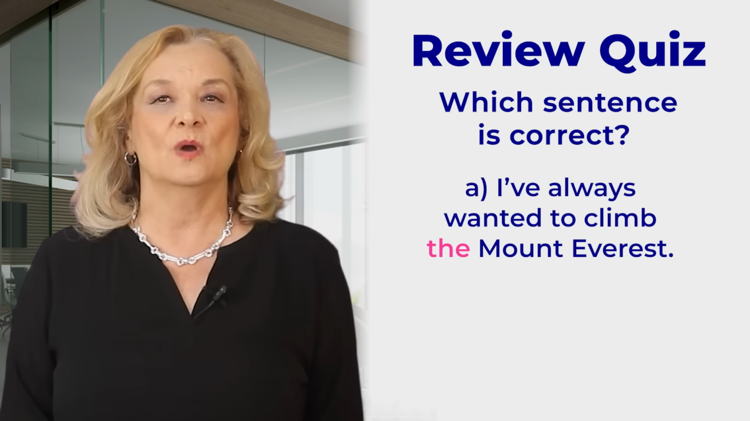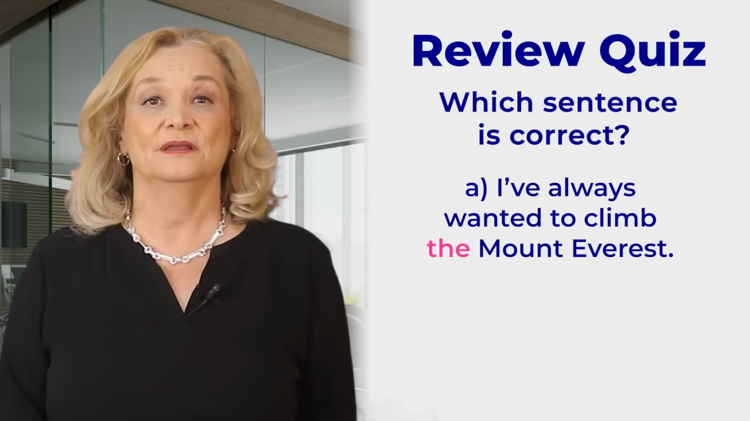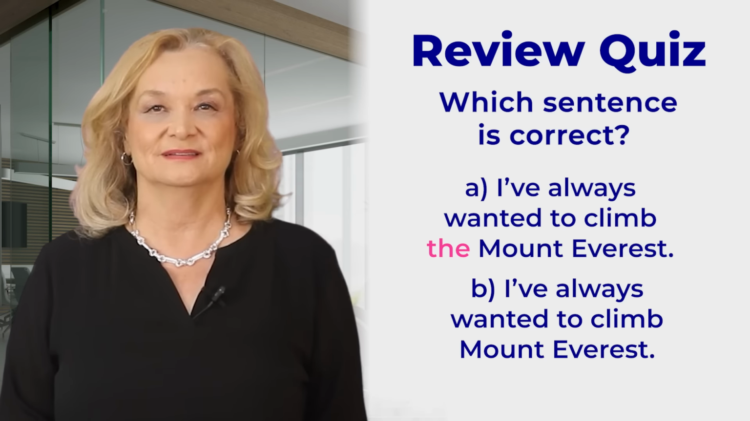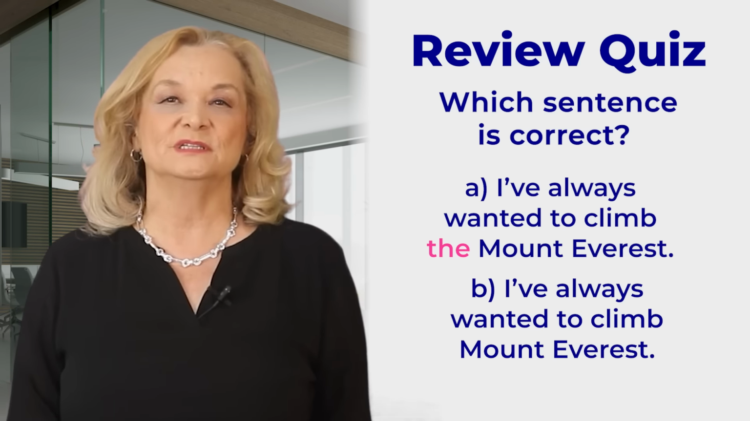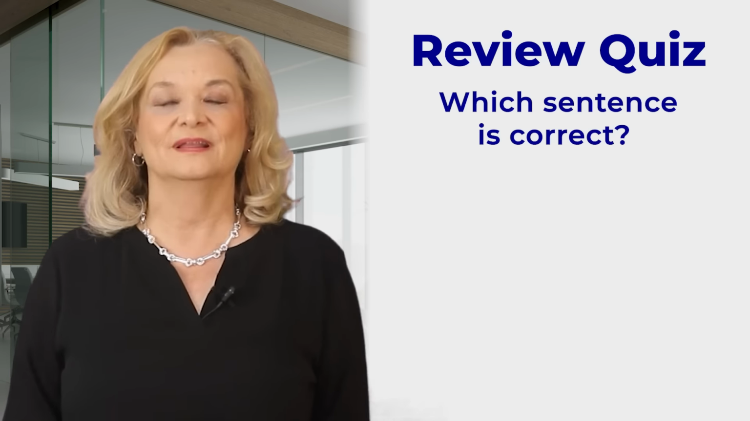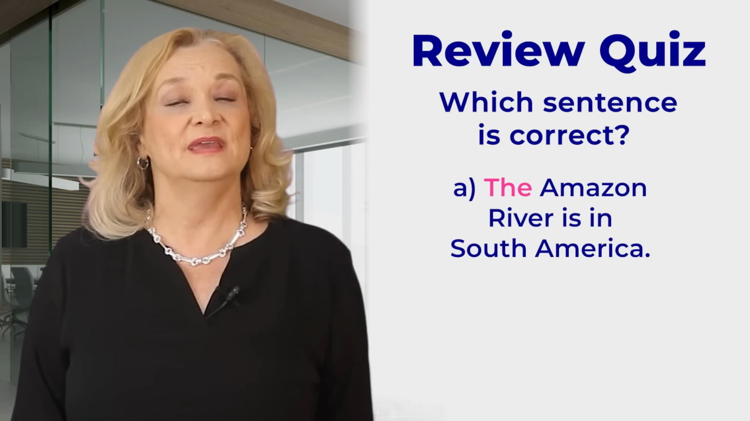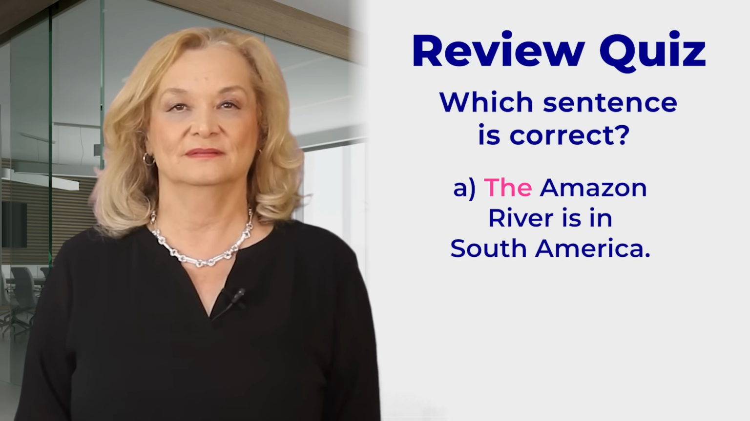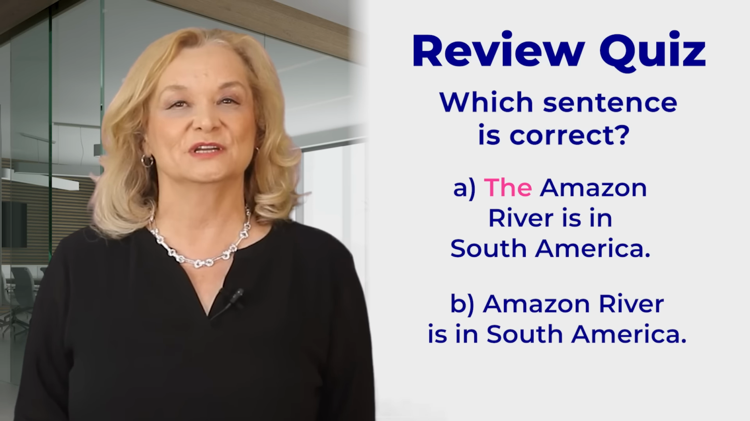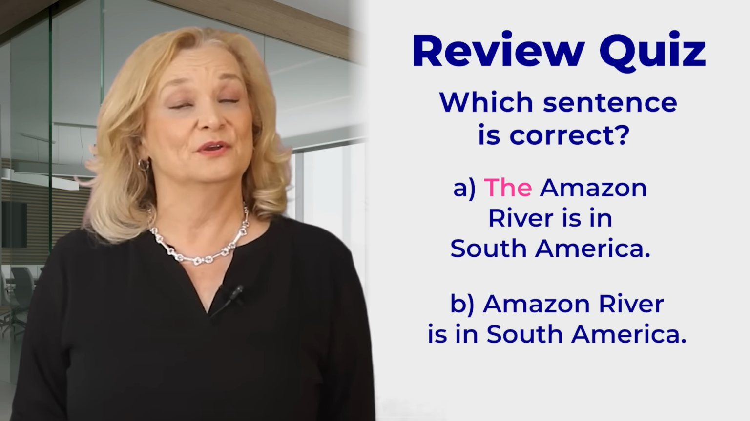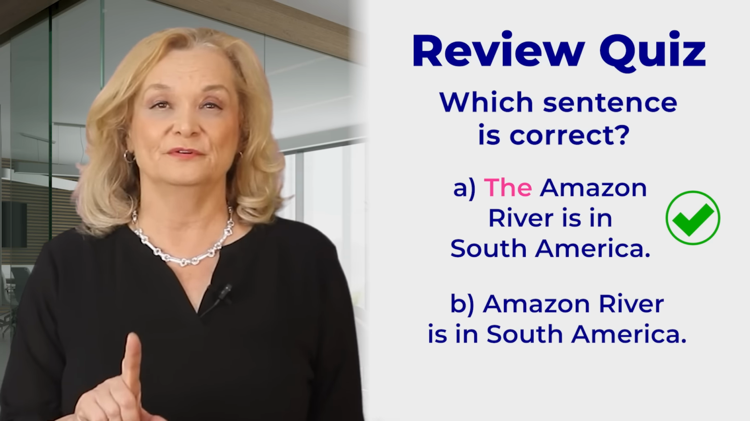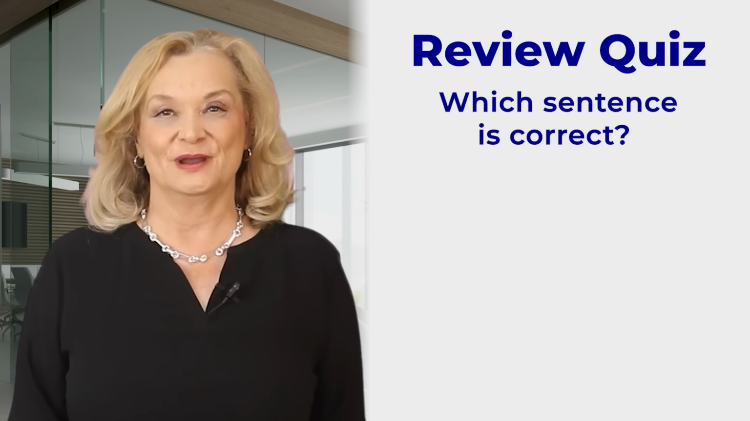A, I've always wanted to climb the Mount Everest. B, I've always wanted to climb Mount Everest. Which one is correct? The correct answer is B. No the. No the when there's only one mountain. How about this one? A, the Amazon River is in South America. B, Amazon River is in South America. What's the correct answer? The correct answer is A, the Amazon River is in South America. For rivers, we need the. And here is the final question.